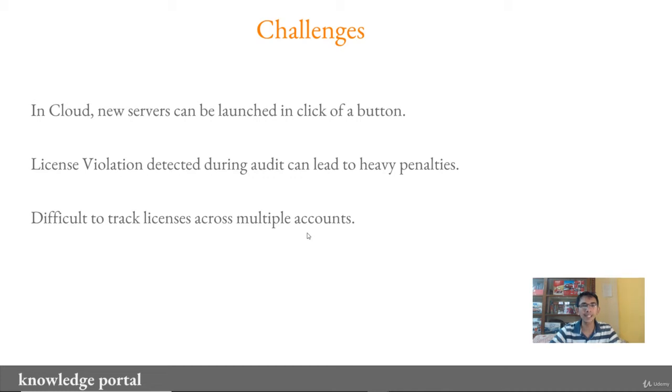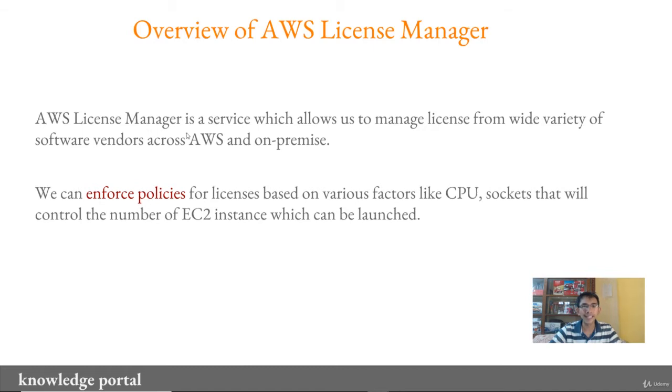And this is the reason why the AWS License Manager service really helps here. Now, AWS License Manager is a service which allows us to manage licenses from a wide variety of software vendors across AWS and on-premise. The great thing about License Manager is that we can enforce policies for licenses based on various factors like CPU sockets, and that will in turn control the number of EC2 instances that can be launched. So let's understand this with the demo, which will help us remember.